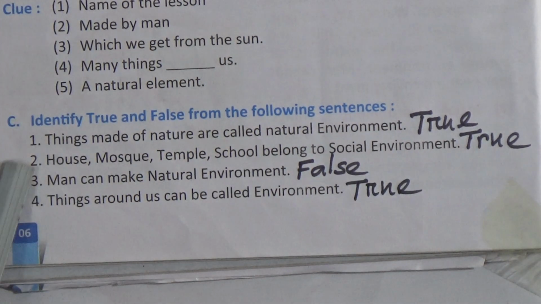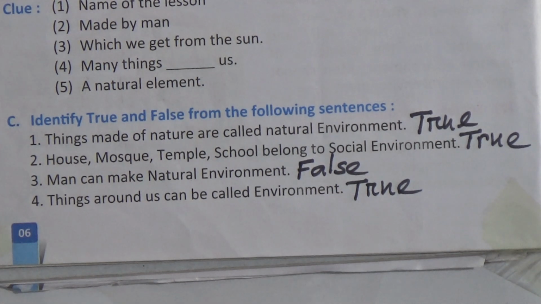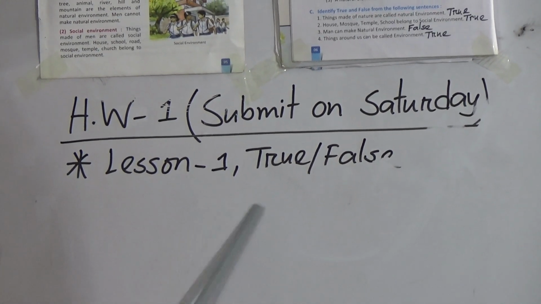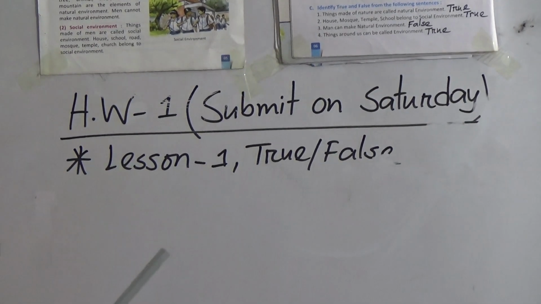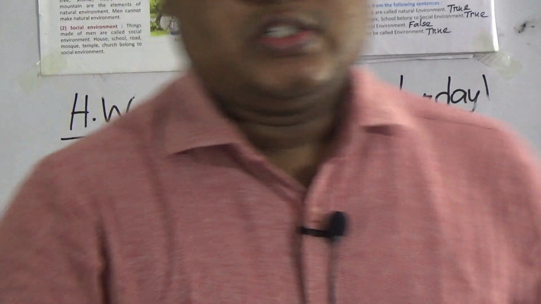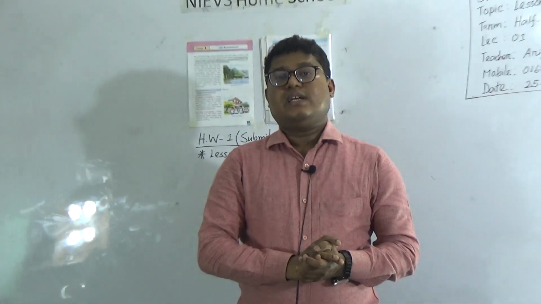So you will do HW, question number C, identify true and false from the following sentences. You will pick up the sentences first, then write down at the end of the sentence true or false. Your HW will be HW1, submit on Saturday. Lesson 1, true and false. So my dear students, do your assigned SW at home and submit on Saturday.